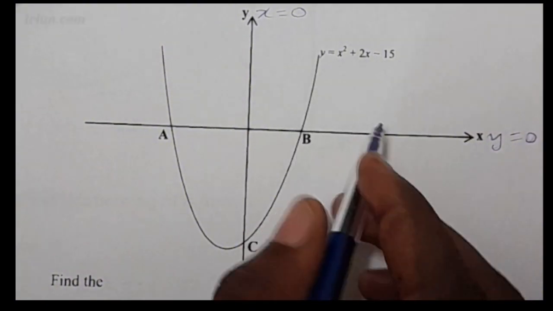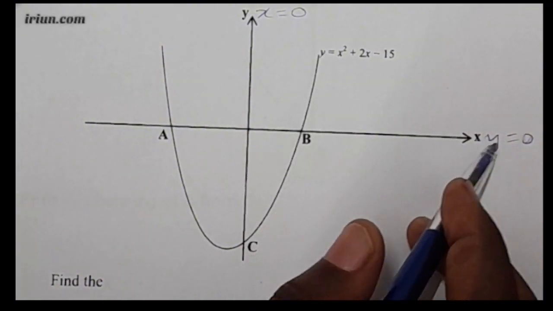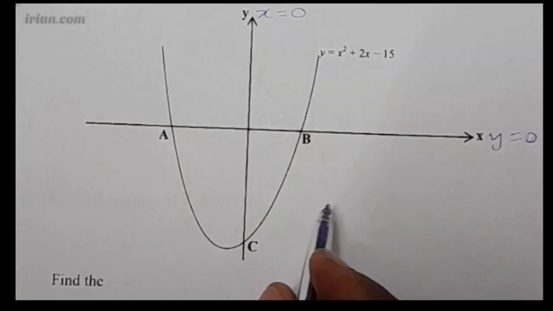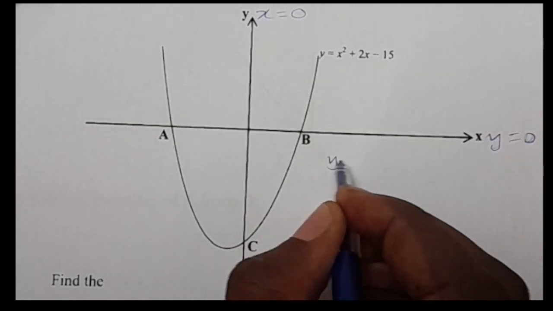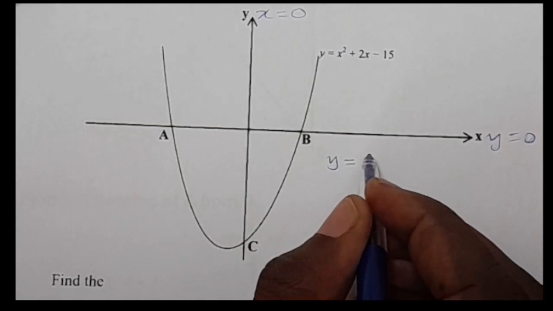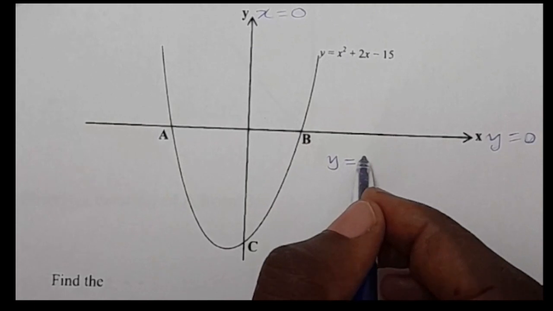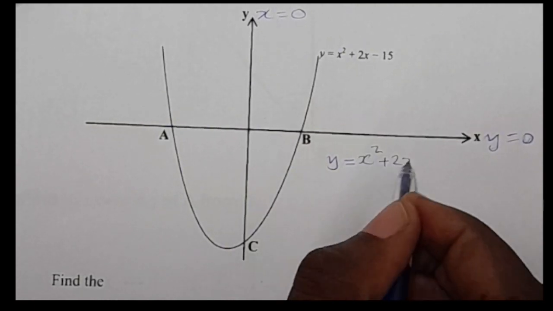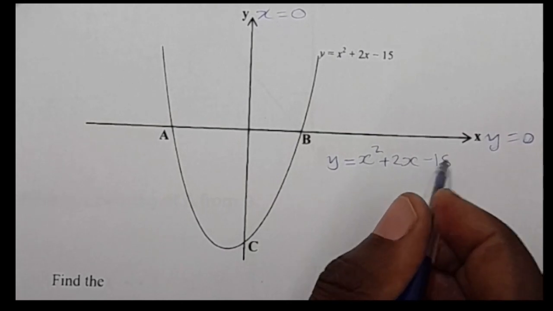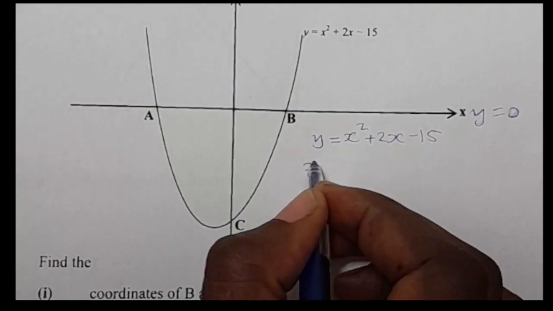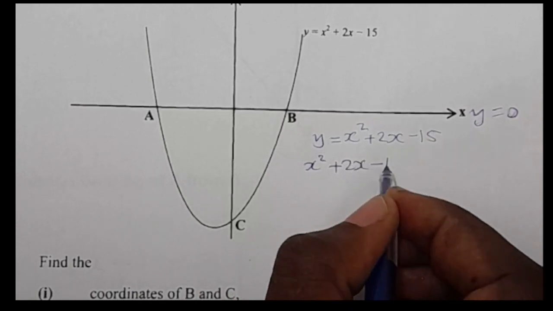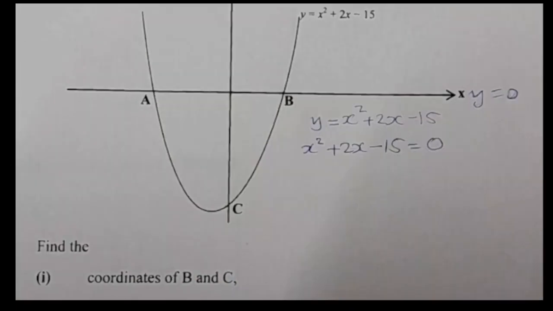So since the value of y along this line is 0, we are going to equate this equation to 0. So I'm rewriting this equation first, y is equal to x squared plus 2x minus 15. Also, we're going to have x squared plus 2x minus 15 is equal to 0. Now we can solve this equation.